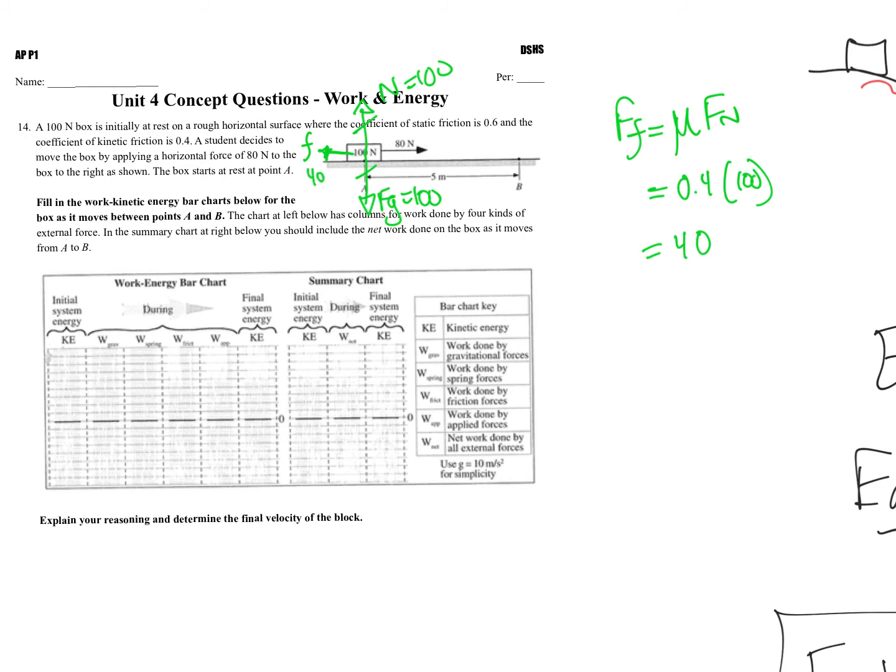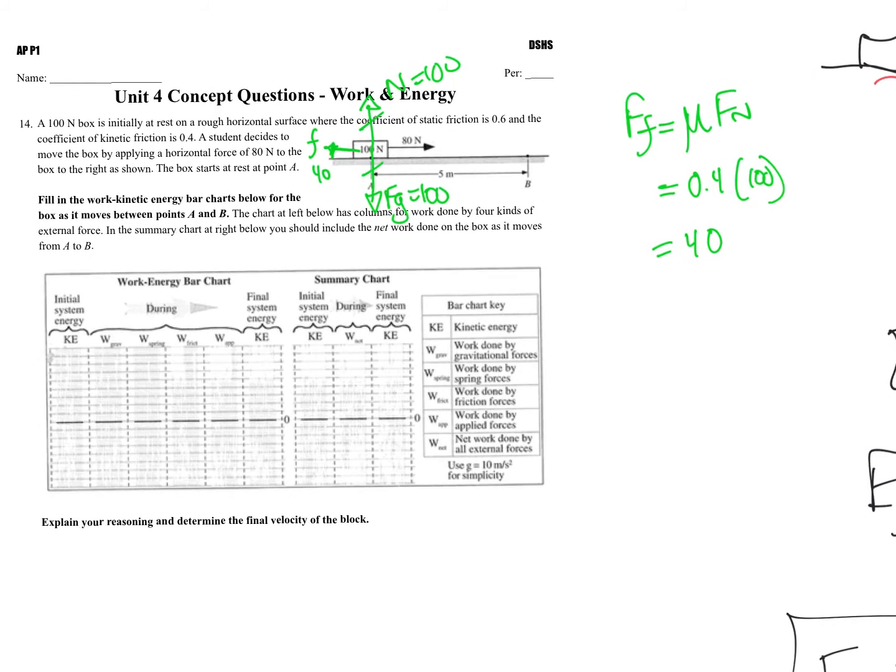So here's what we have to think about. How would we fill in this chart? Work energy bar chart. Initial energy of our system. It says it's initially at rest, so our initial kinetic energy is simply 0.